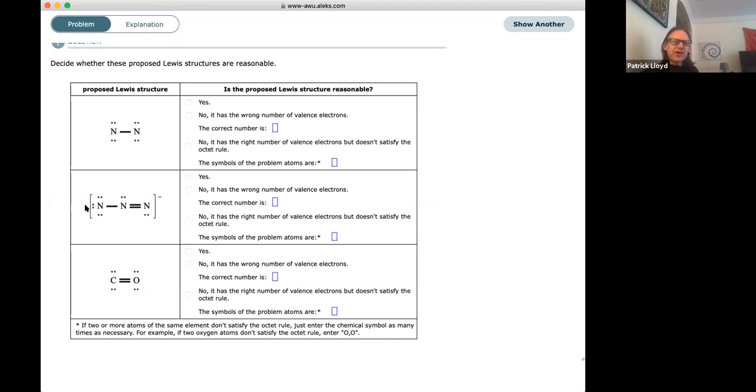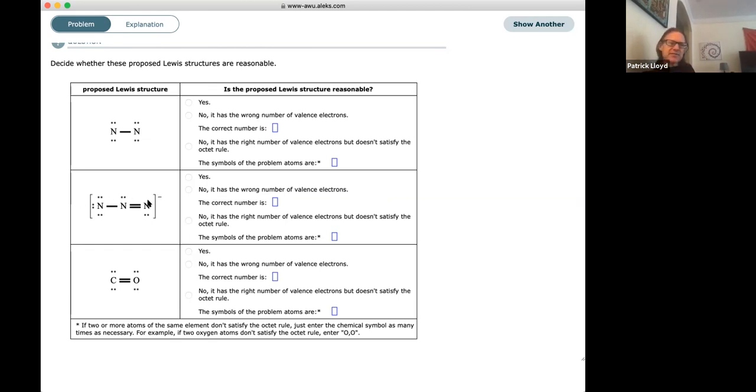Okay, let's look at the second one here. This is the azide ion. Again, nitrogen 5A, so 5, 10, 15, but now it's negative. Most of the structures you're going to see have an even number of electrons. There are some that have an odd, but mostly they have an even number. So that's partially why these ions form. It gives them an extra electron or removes an electron to make it an even number.